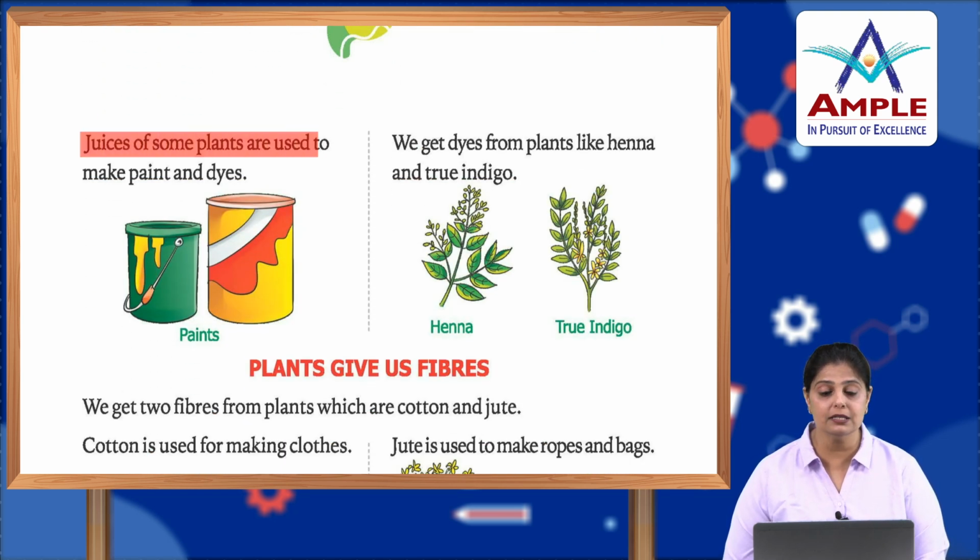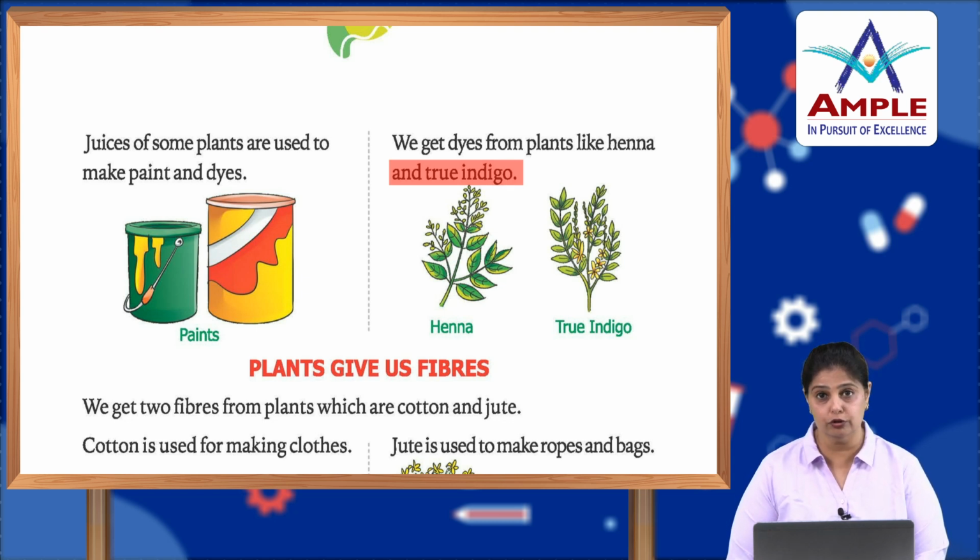Juices of some plants are used to make paint and dyes. We get dyes from plants like henna and true indigo. So henna, which is used during the religious festivals to draw mehendi on our hands or to dye our hair, comes from henna and true indigo plants.